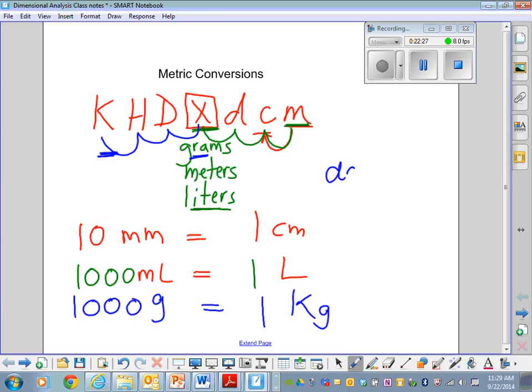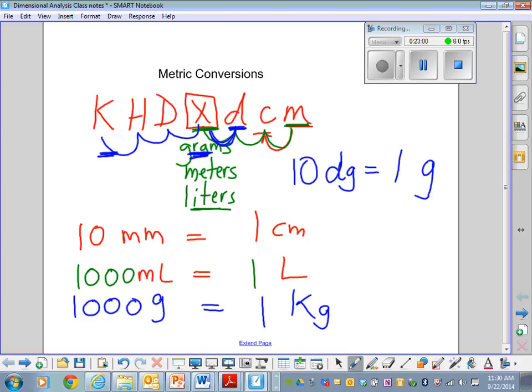Say I want to know how many decigrams make a gram. Here is my deci. Here is my gram. Which is my bigger one? Gram. So I put 1 before the gram. How many jumps? 1 jump. So it's going to be 10 decigrams in a gram.